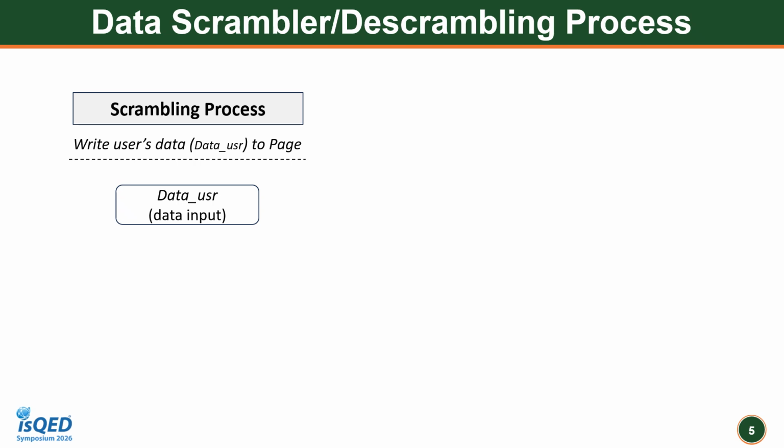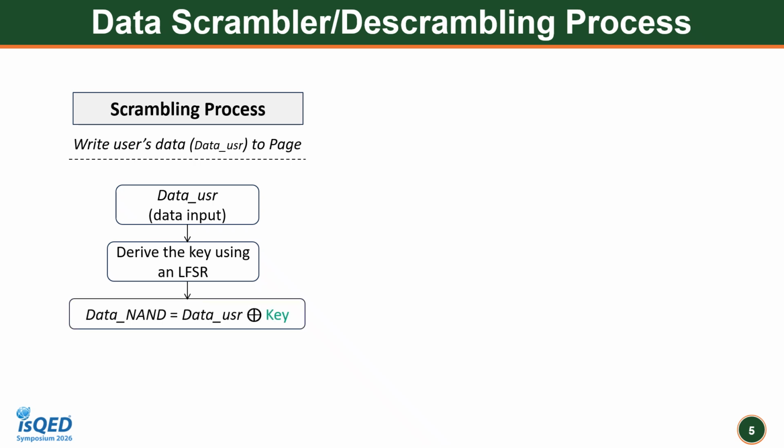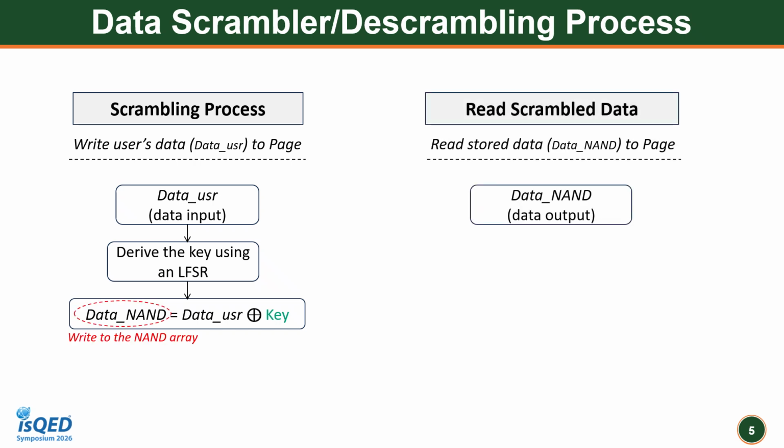Let's take a look at the data scrambler and descrambling process in a little bit more detail. Let's say we want to program user data into a NAND flash memory page. The key will get derived using a linear feedback shift register based on the flash page number. So the data that gets programmed into NAND flash memory will be randomized, because the user data will get XORed with the key derived using the linear feedback shift register. So useful information will become randomized.